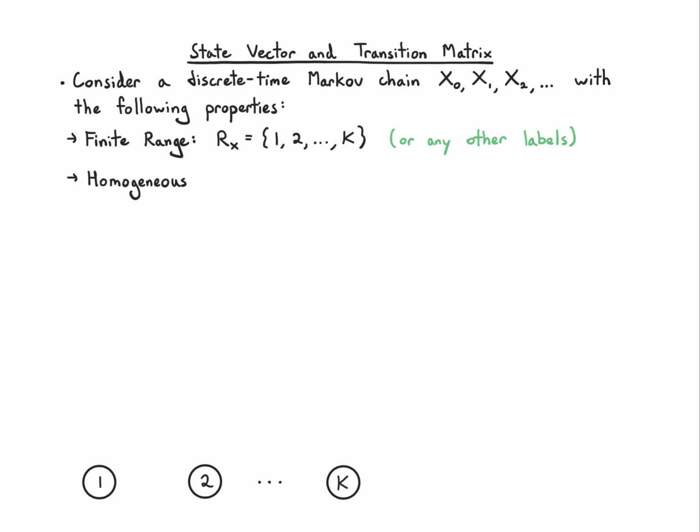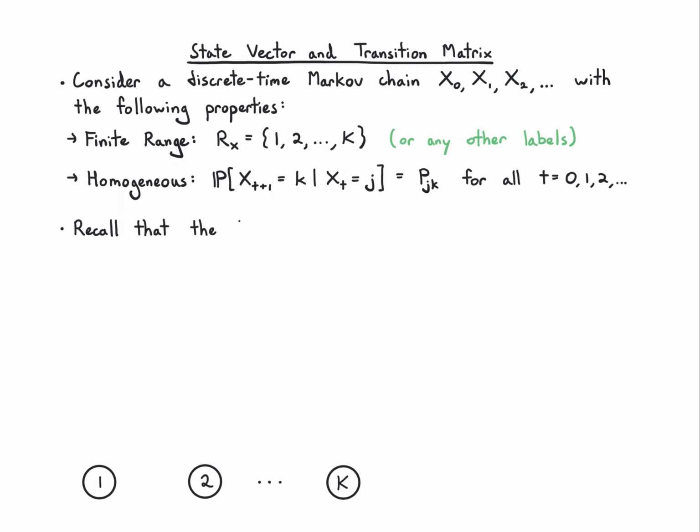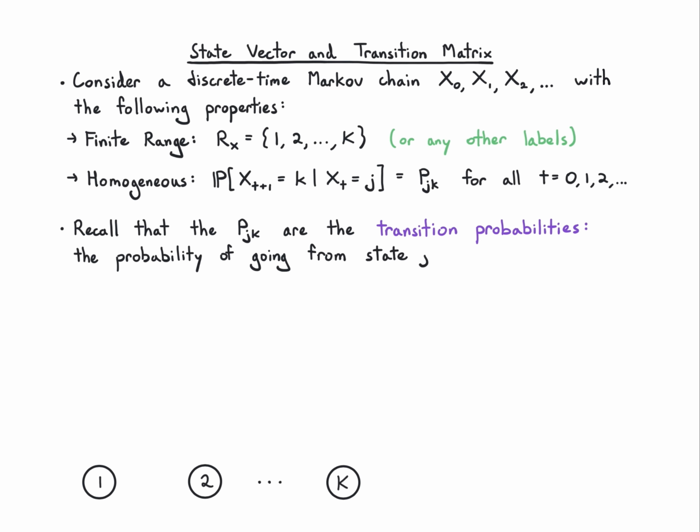And we're also assuming the Markov chain is homogeneous, meaning that the probability of jumping from state j to state k in one time step is not a function of time. Okay, so recall that these pjk's are the transition probabilities. So these are the probabilities of jumping from state j to state k in a single time step. Because they're probabilities, they have to be non-negative and they have to sum up to 1.